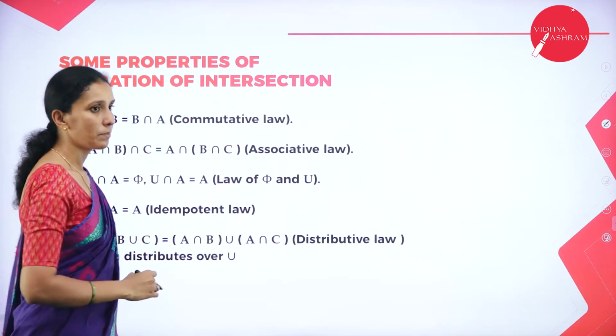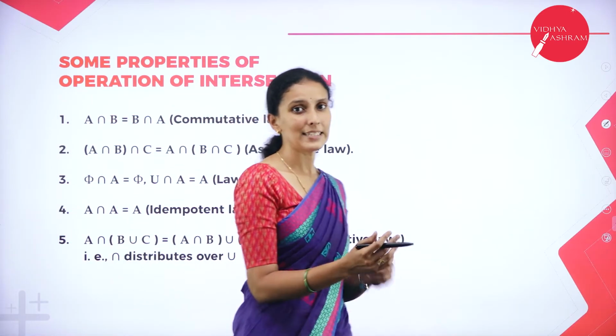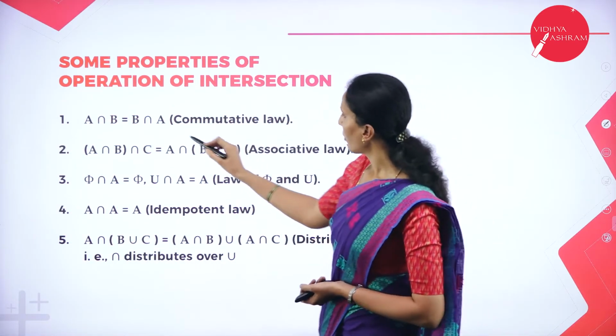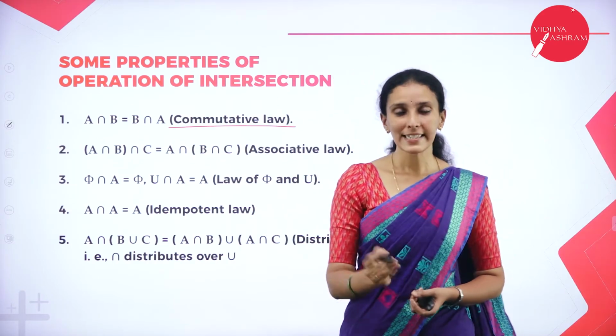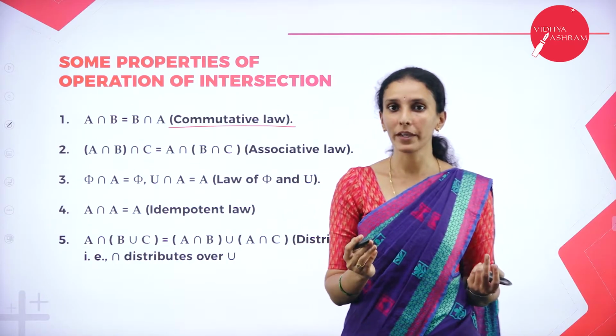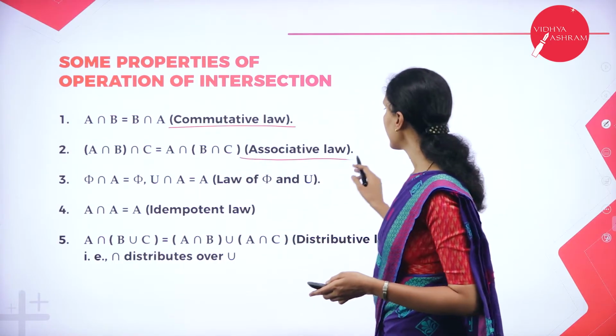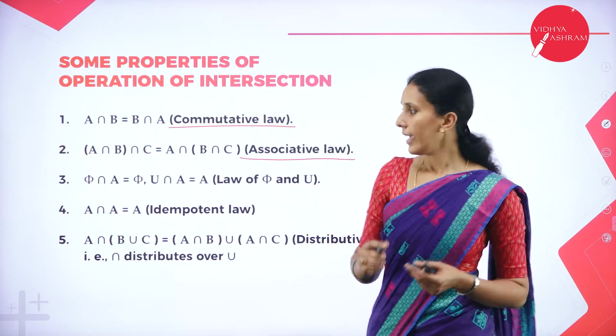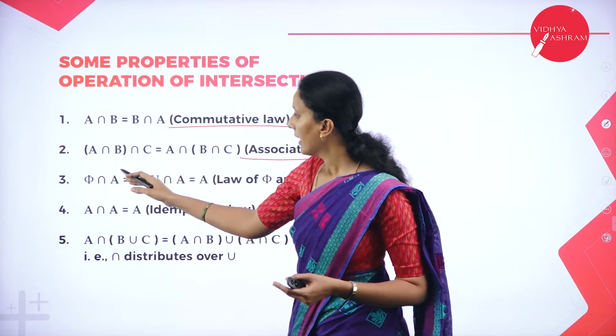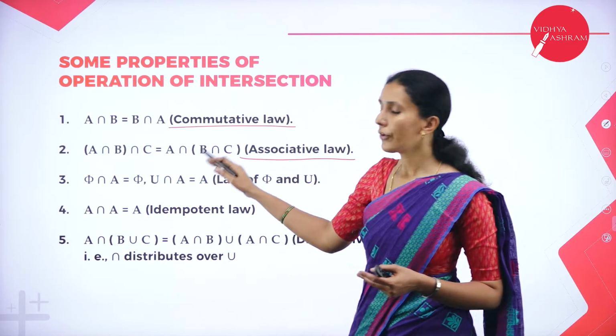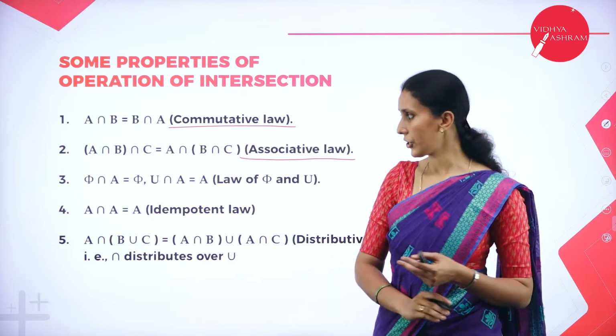Next, we have some properties for intersection also, as in the case of union. Again, we come across the commutative law. What does it state? A intersection B must be equal to B intersection A. Next, we come across the associative law. Again, (A intersection B) intersection C is equal to A intersection (B intersection C).